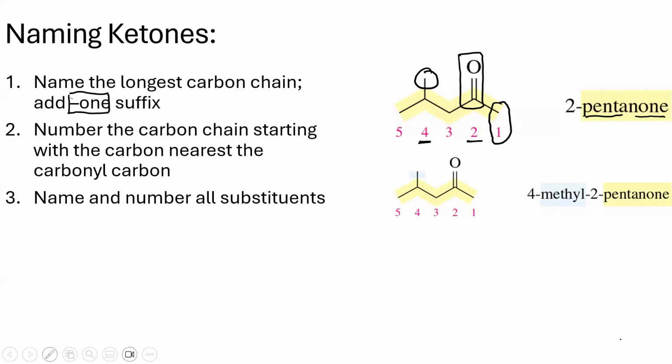So unlike aldehydes, you'll always have to include the number where the carbonyl carbon is for ketones, because again, the carbonyl carbon will never be at the end of the chain. There will always be at least one carbon to the right or the left of it.